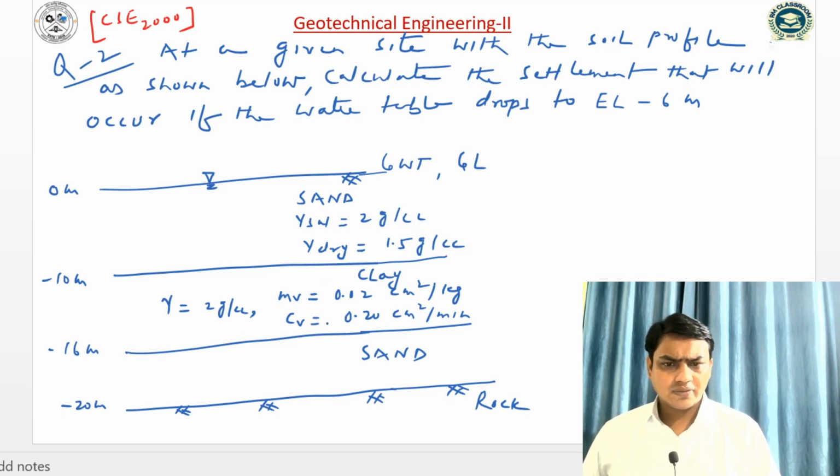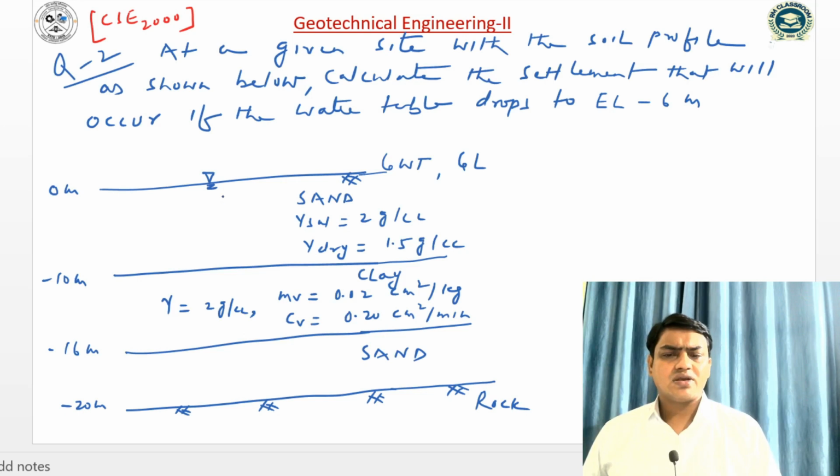So here the coefficient of volume compressibility of the clay layer is given, and the coefficient of consolidation and the value of unit weight is given, 2 gram per cc. So I think we have to apply the second case, that is when the coefficient of volume compressibility is known, then how to compute the primary consolidation settlement, that is S1 is equal to mv into delta sigma dash into H. So what is the delta sigma dash?